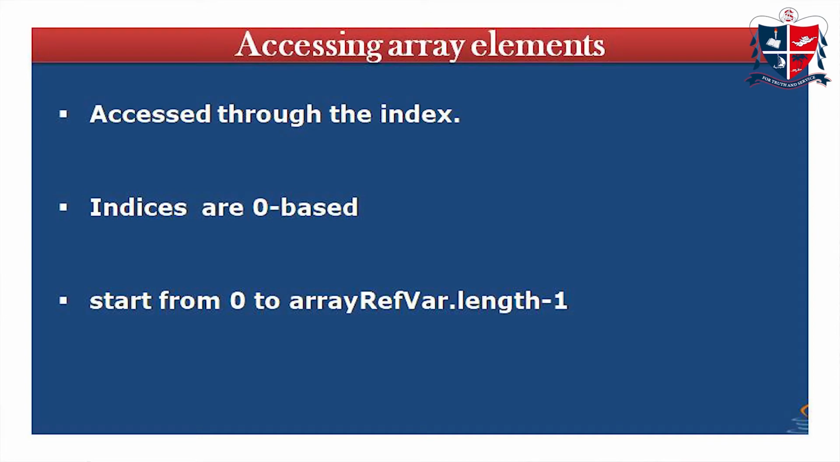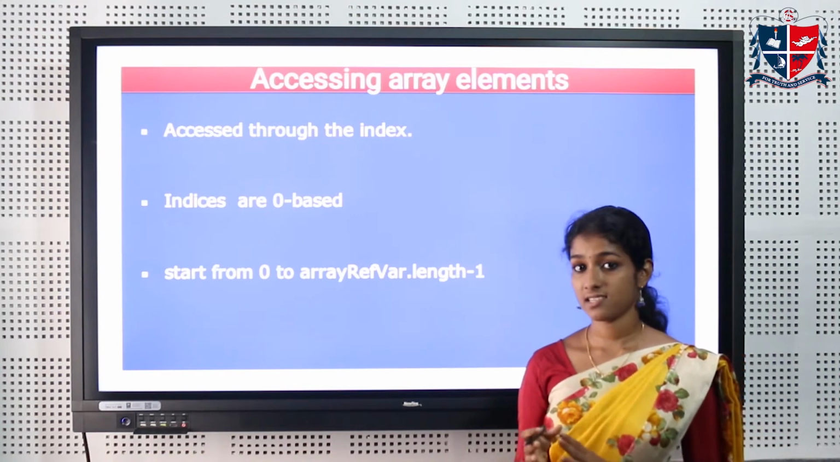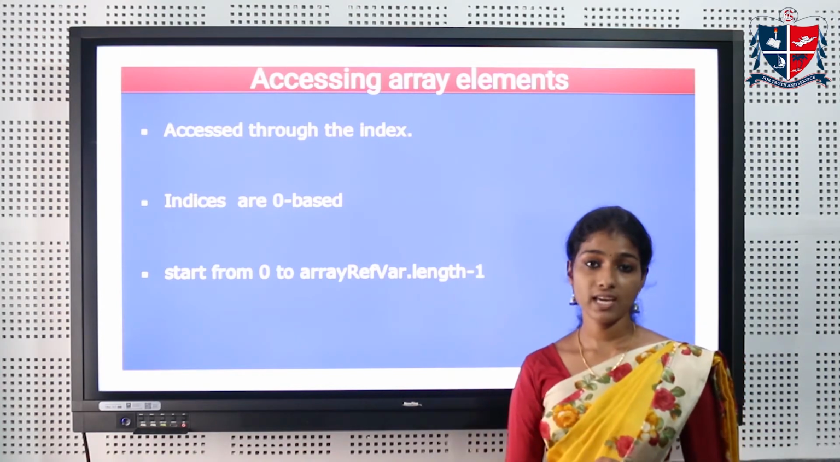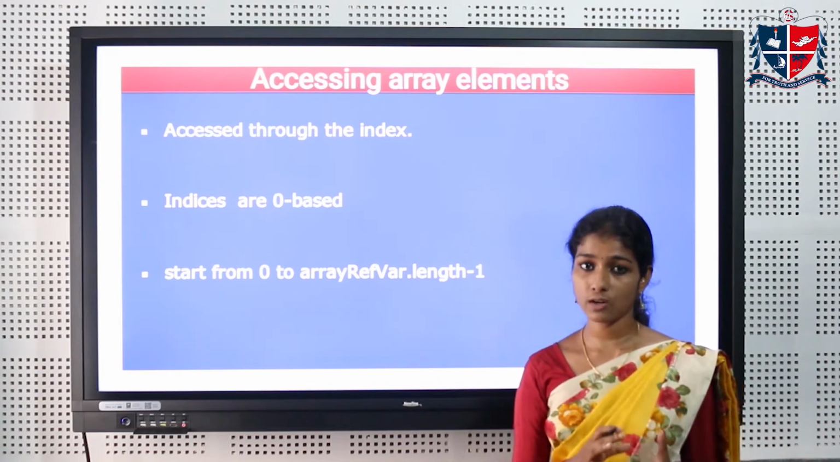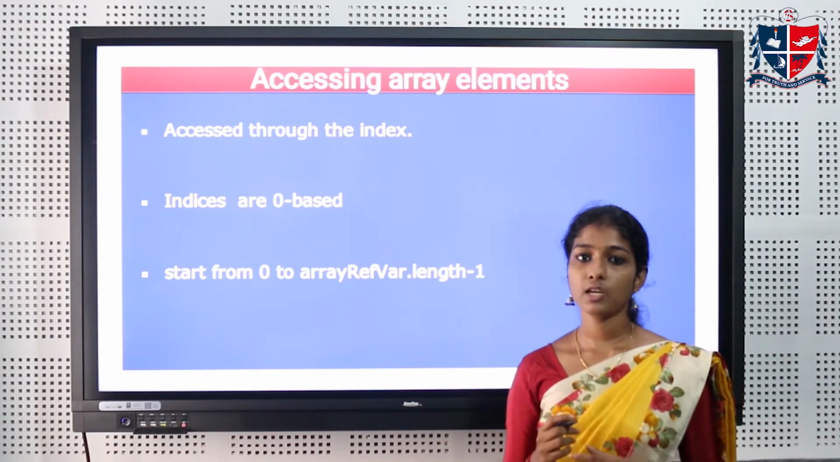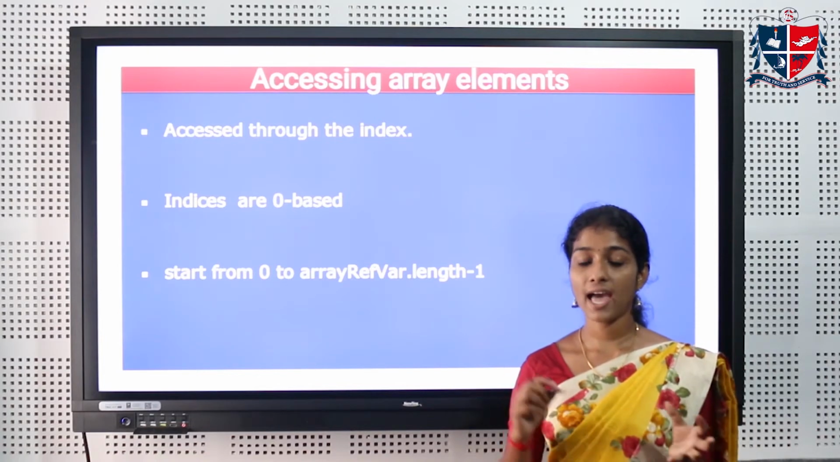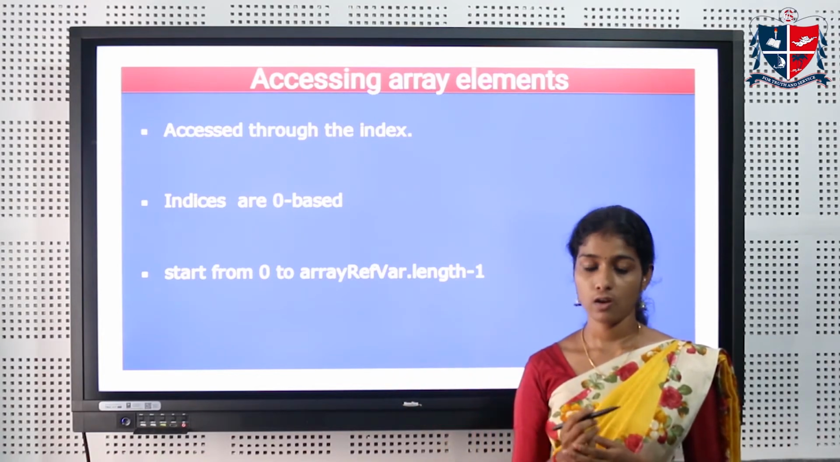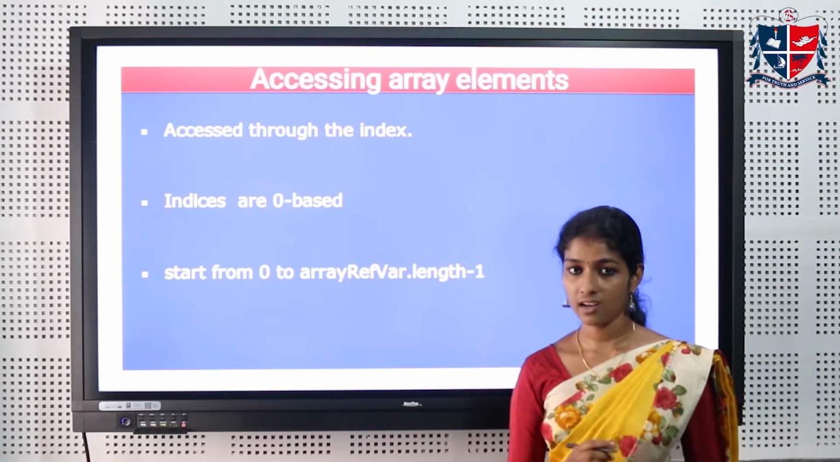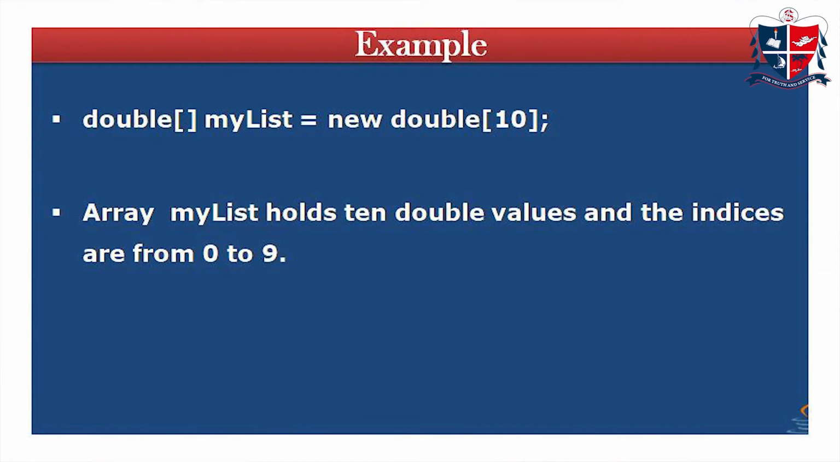Then how can we access array elements? If we assign some values to the array, they are stored in indexes, or indices, which are actually 0 based. That is, it starts from 0 to array name dot length minus 1. If we are declaring an array of size 10, then the index starts from 0 and ends at 9, that is 10 minus 1. Or if we are declaring an array of size n, the index starts at 0 and ends at n minus 1. So this is an example of array declaration.